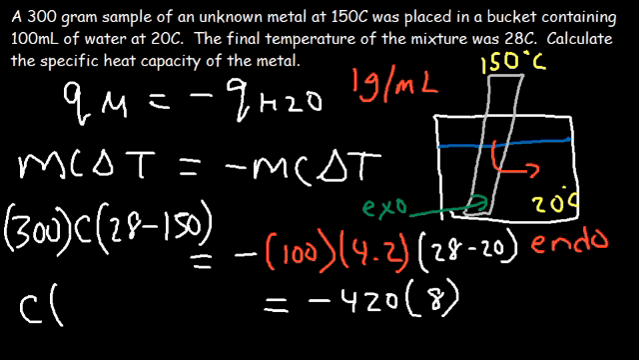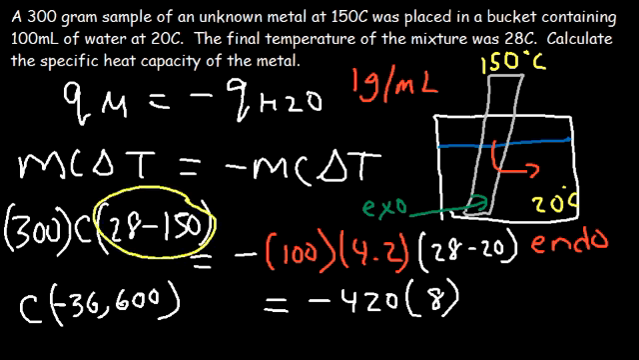300 times negative 122. Well, 3 times 122 is going to be 366. And if you take 366 multiplied by 100, that's going to be 36,600. So let me make sure my math is correct. And yes, that's right. So notice that because the temperature change is negative, the left side is negative, but because of this sign, the right side is negative, so the negatives will cancel out. That's why it's important to have this negative there in the first place.